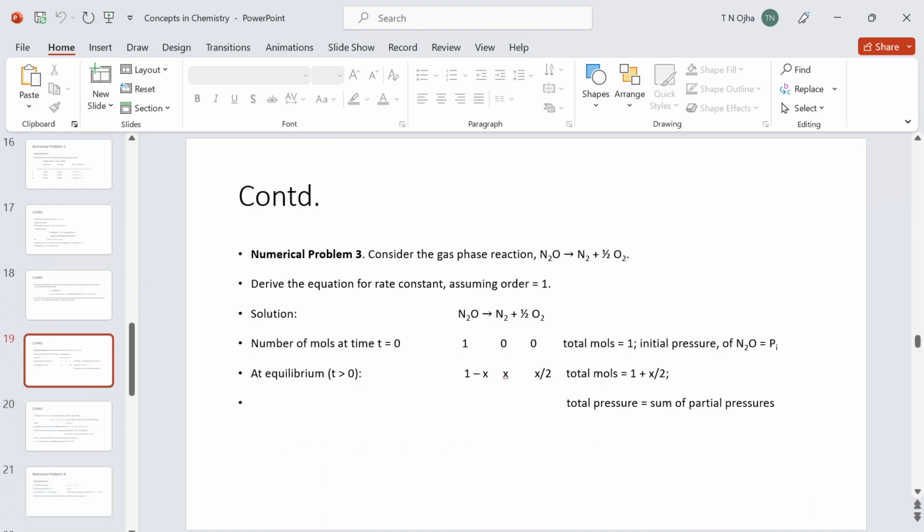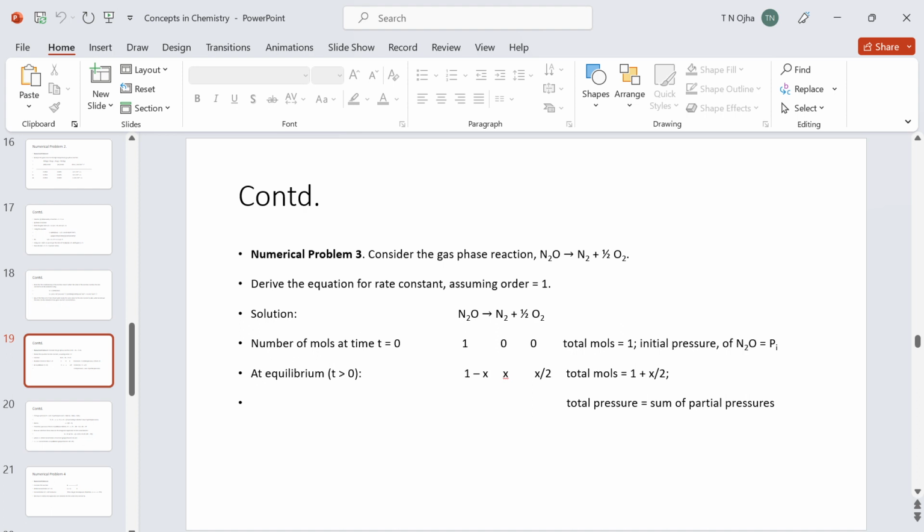Numerical problem 3. Again, a gas phase reaction is given, 2N2O giving N2 plus half O2. And we have to derive the rate constant assuming order is 1. So, the number of moles initially is 1. After a lapse of time t greater than 0, the number of moles becomes 1 minus x and x by 2. The total number of moles is 1 plus x by 2.